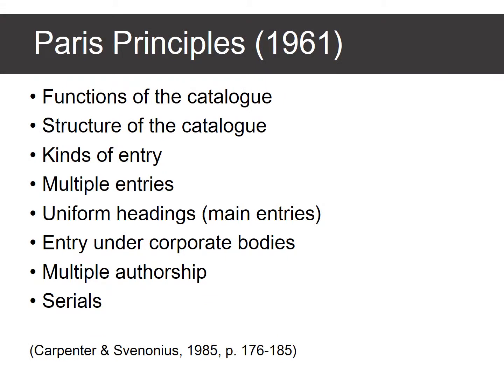The International Conference on Cataloging Principles, or the Paris Conference, was held in 1961 as the first attempt to standardize disparate cataloging practices in North America, the United Kingdom, and Europe. The Paris Principles, as they came to be known, addressed the following aspects of cataloging: the functions of the catalog, the structure of the catalog, kinds of entry, multiple entries, uniform headings, entry under corporate bodies, multiple authorship, and serials.